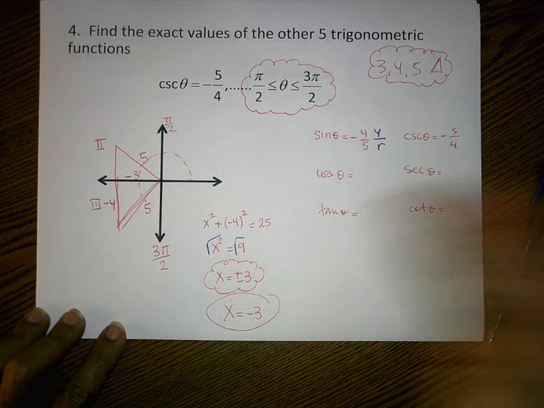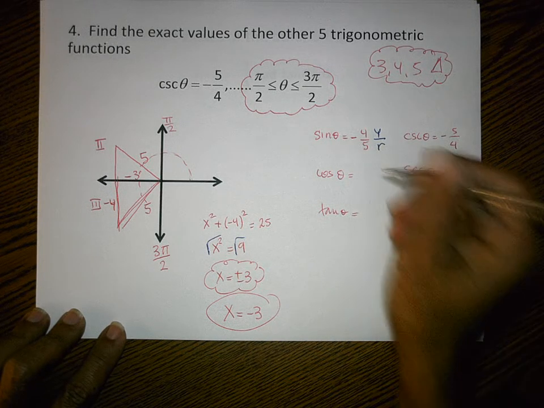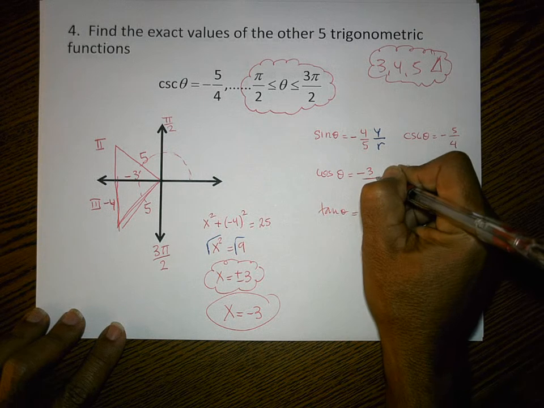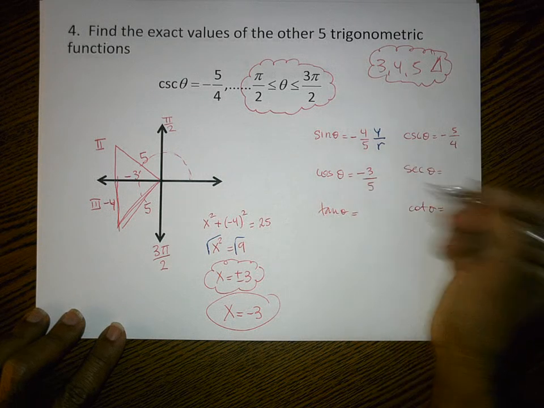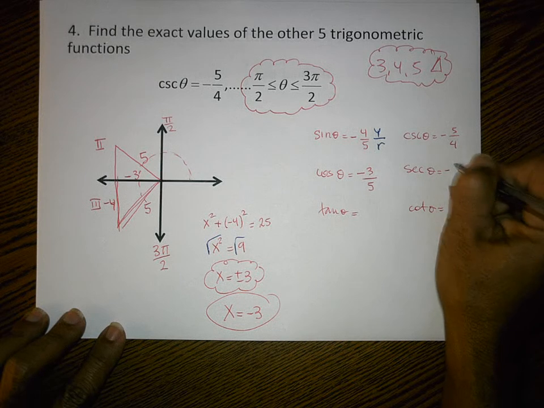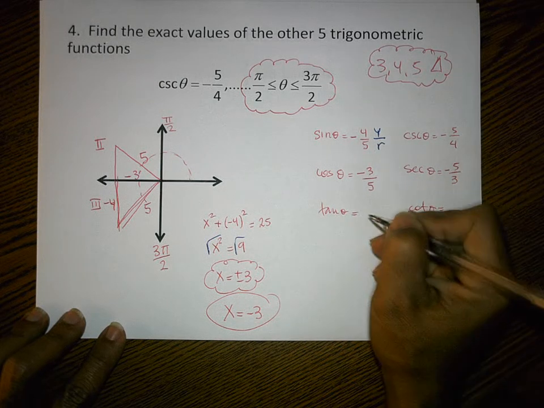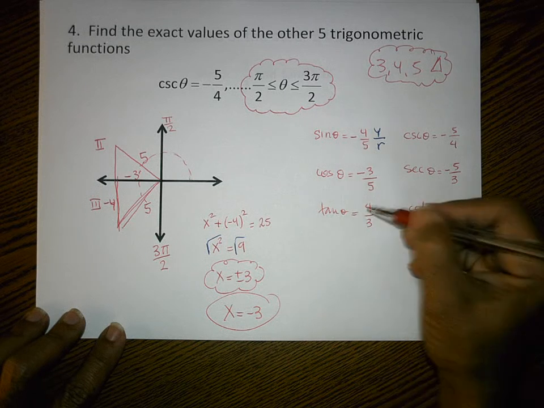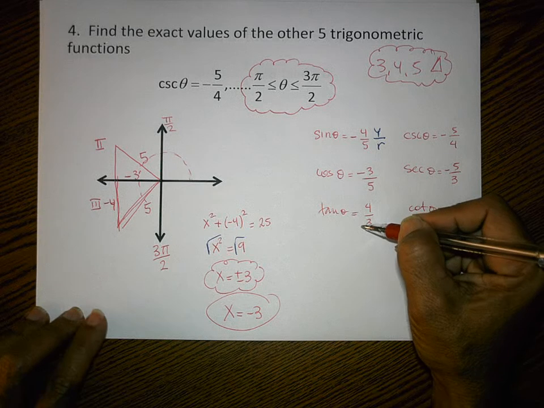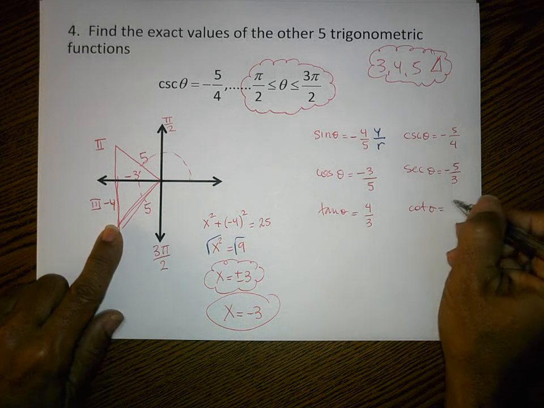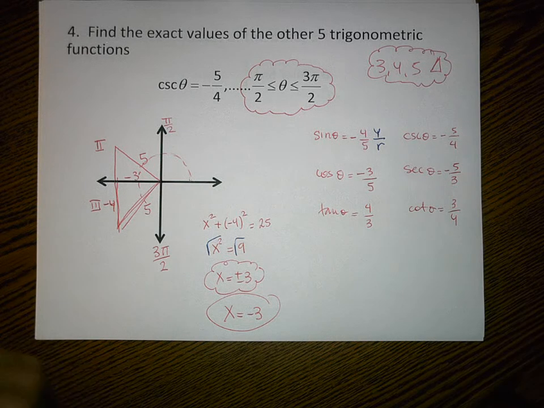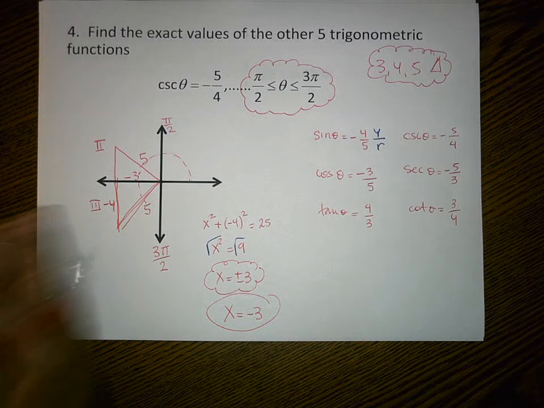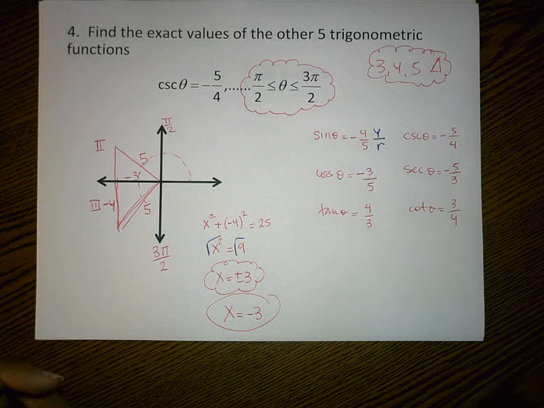Now I can answer all of the other questions. The cosine is x over r, so -3 over 5. The tangent is the y over the x, so that would be 4 over 3, because a negative divided by a negative is positive. And then this is going to be 3 over 4 for the cotangent. So it's a lot of details, and the details is all about what quadrant and what angle, what quadrant, Pythagorean theorem, and that's pretty much it.